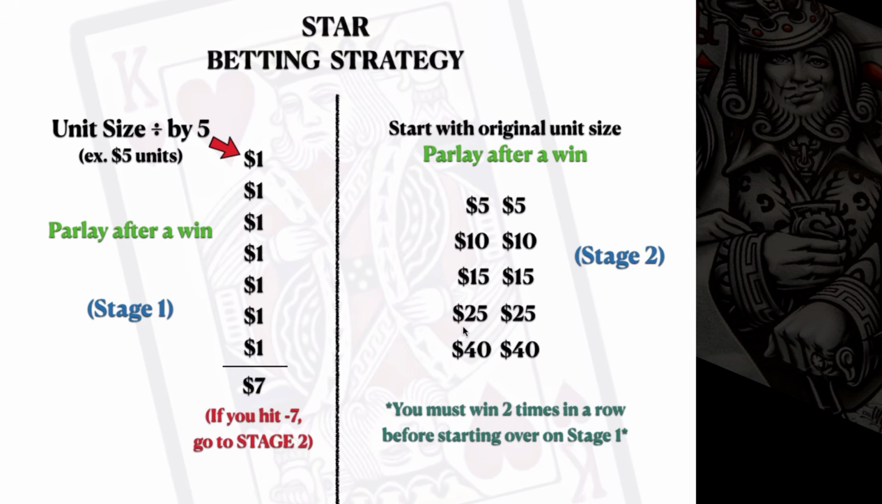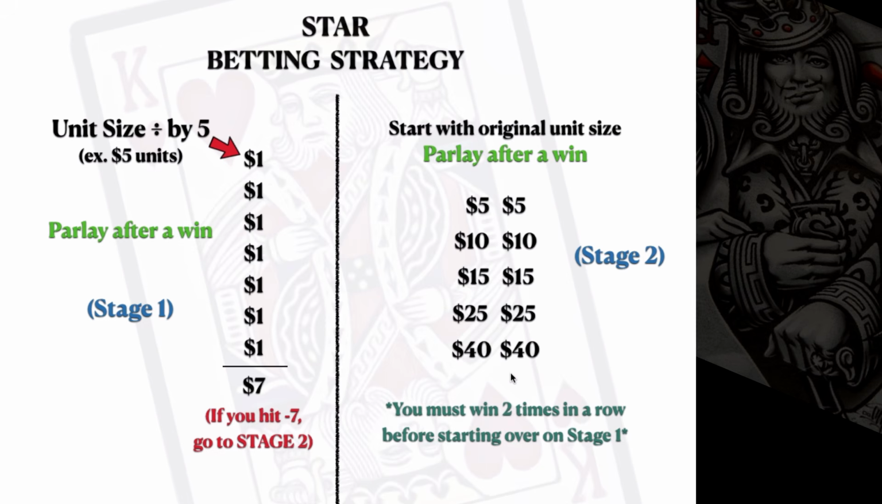And if that doesn't happen, I am down to my last leveled bet at $40. And if we win on the $40 bet, followed by another win on our parlayed bet for $80, we can go back to stage 1. But if we lose twice on the $40 level, we will be down minus 40 units, and we will call it a session and quit for the day.